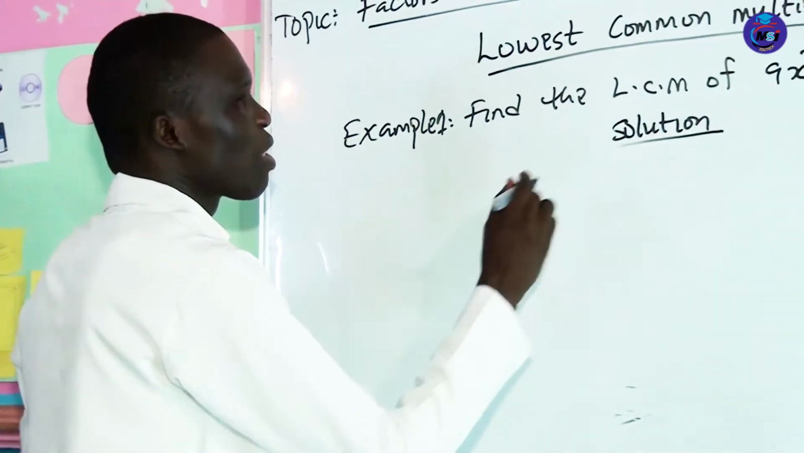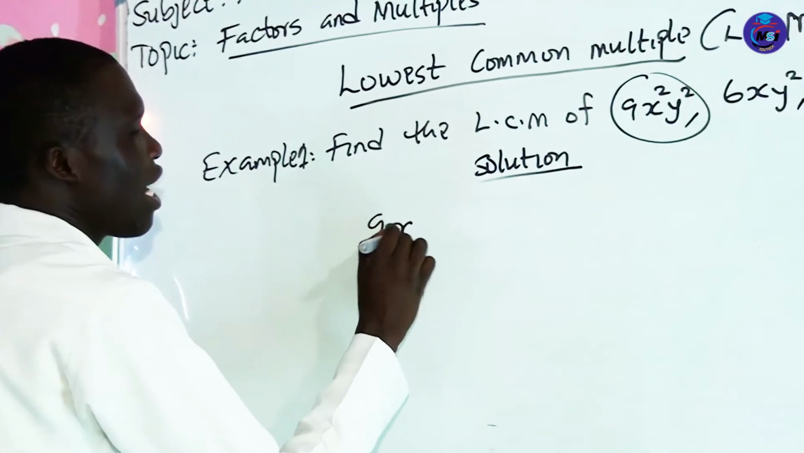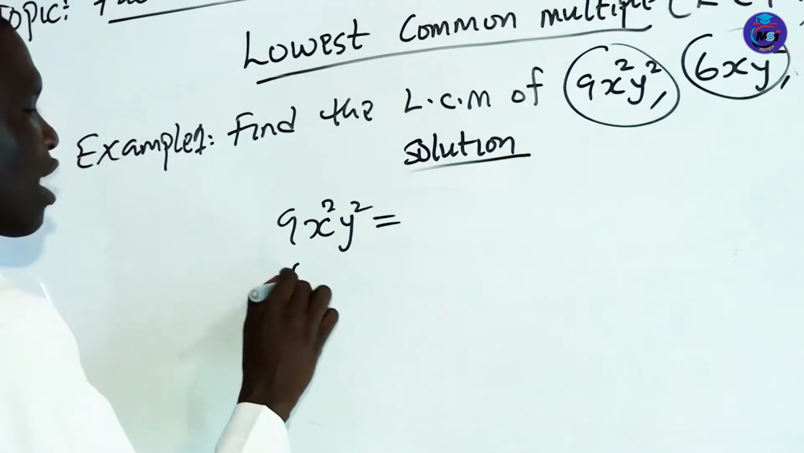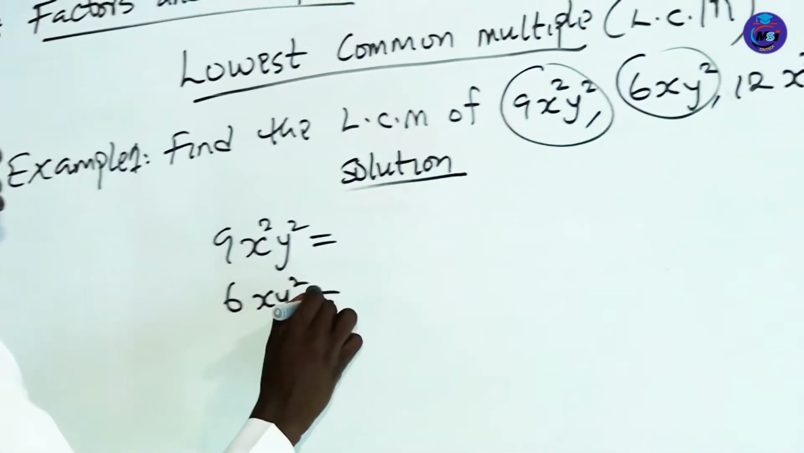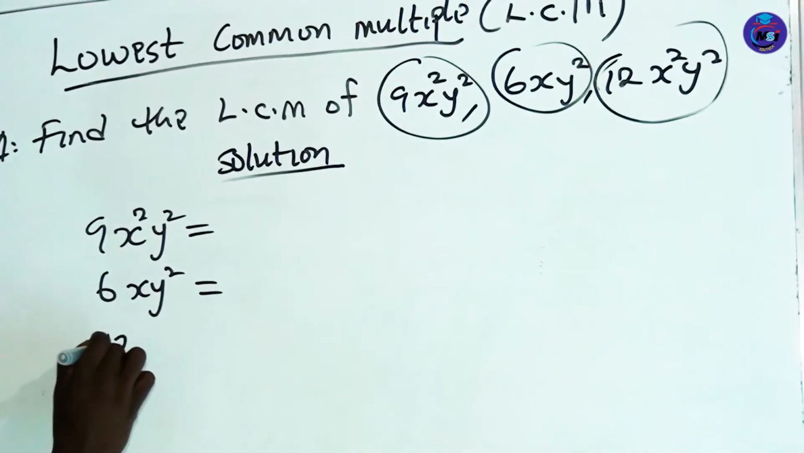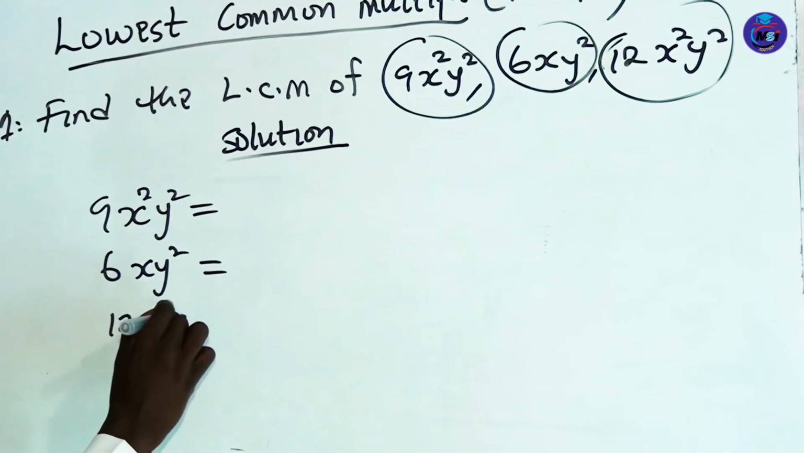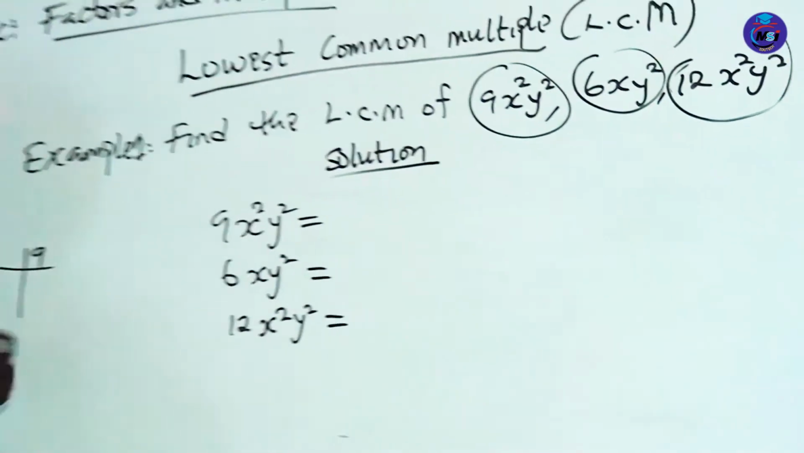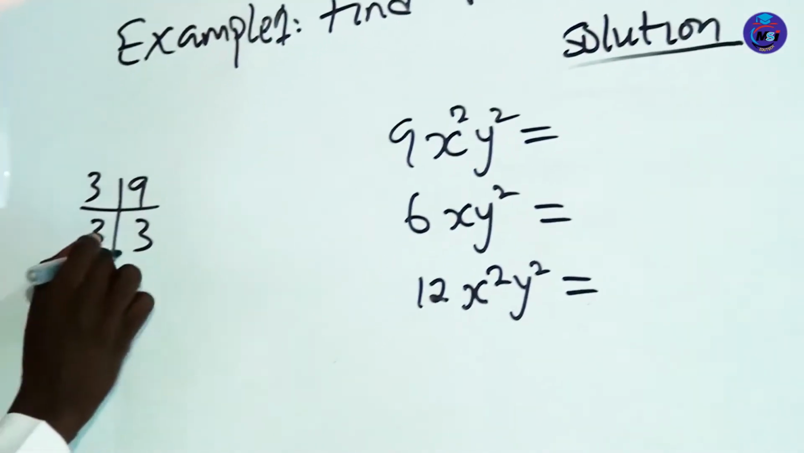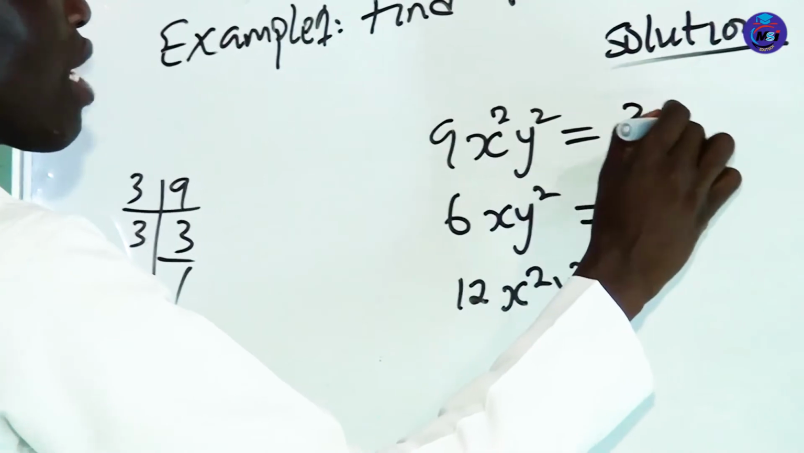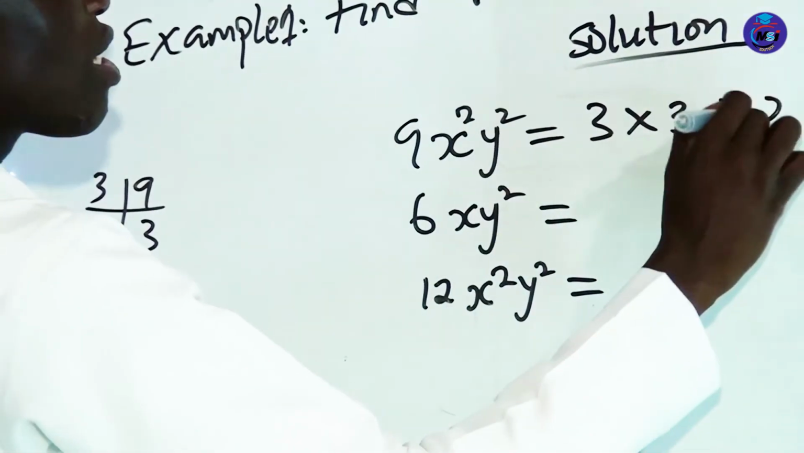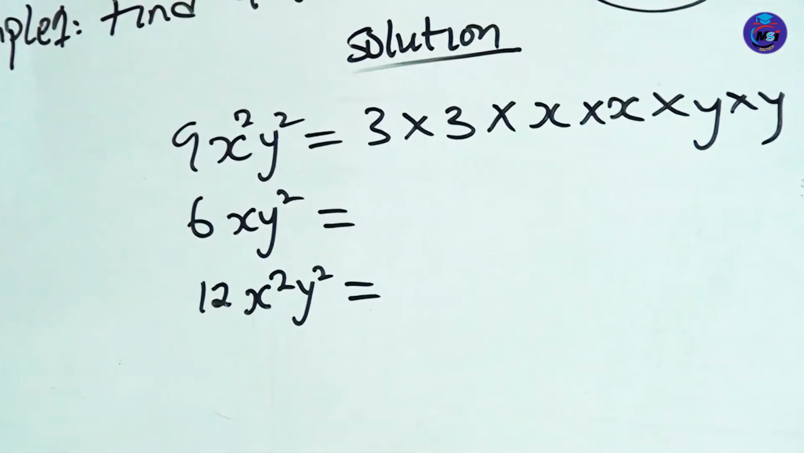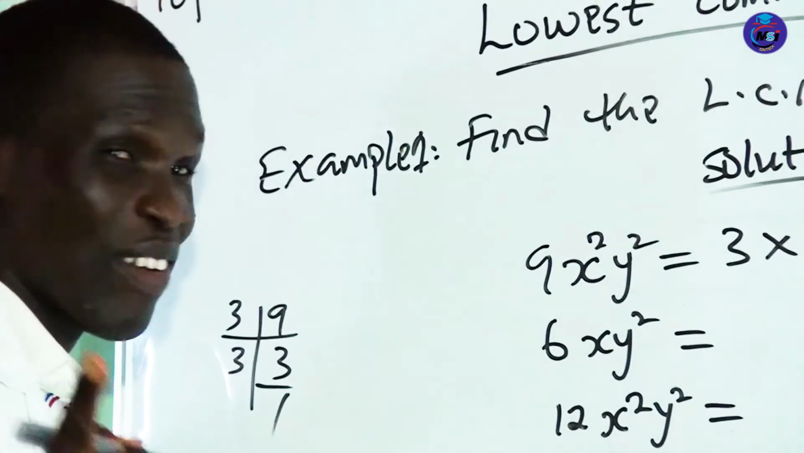Okay, now pick this 9x squared y squared. Pick this 6x y squared, and pick this 12x squared y squared. Okay, starting from here, you come here, 9. 3 can divide 9, 3. 3 and 3, 1. This will give us 3 times 3, which is 9. X squared means x times x. Y squared means y times y. Okay? I hope I'm not too fast. Okay, you are following me right.